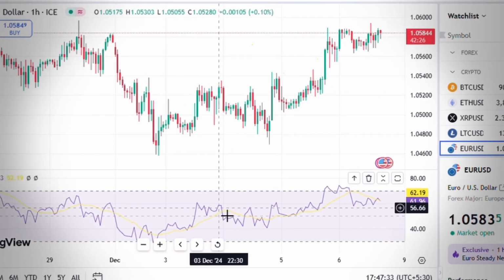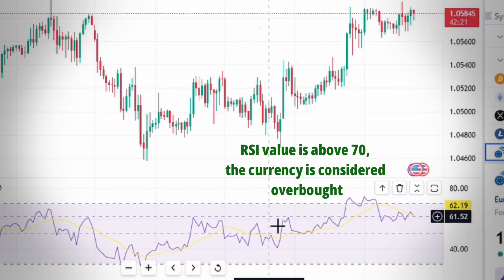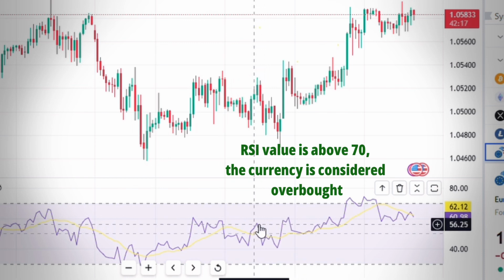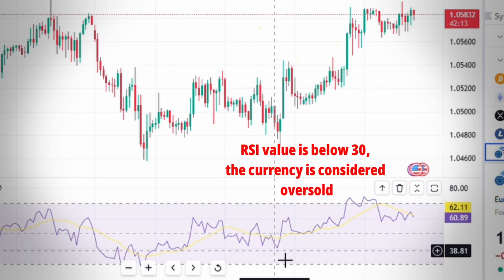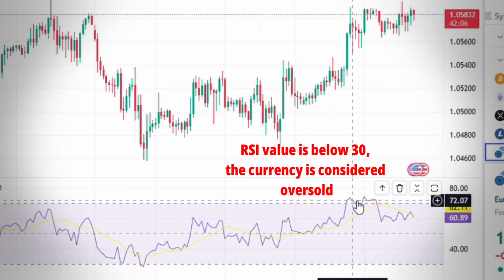If the RSI value is above 70, the currency is considered overbought, meaning traders might have pushed its price too high or too fast. This could indicate that the price might soon fall. If the RSI value is below 30, the currency is considered oversold, meaning its price might have dropped too low or too quickly. This could indicate that the price might soon rise.